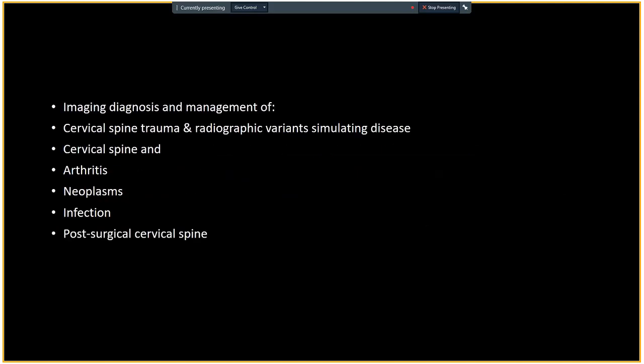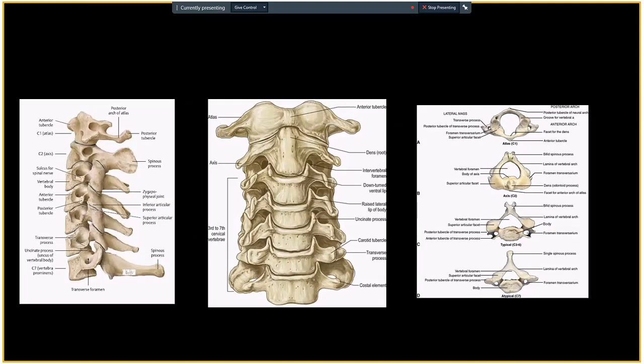In general, we can also consider some of the important topics following these topics. We will consider arthritic disorders, neoplasm and infection, and look briefly at the post-surgical spine. So let's start with a very brief general anatomy, hopefully just an anatomy review.